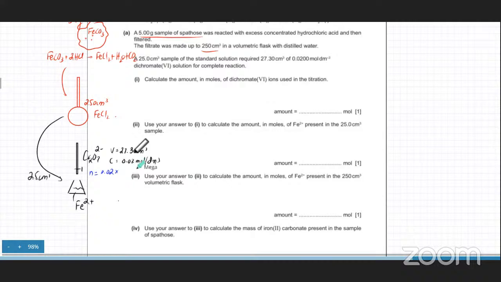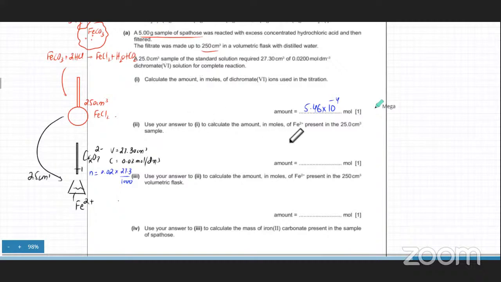0.02 into 27.3 divided by 1000. So what is the value that we're getting? 5.46 into 10 raised to the power minus 4, minus 4 moles. And always remember that all the values are given up to 3 significant figures, so your answer should not exceed 3 significant figure accuracy. It can't be more accurate than the values that are given over here.